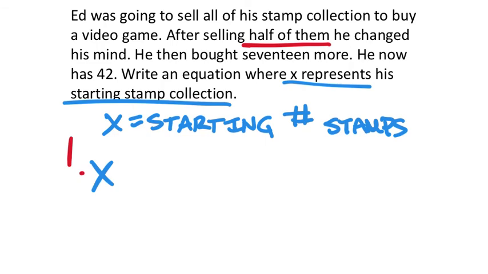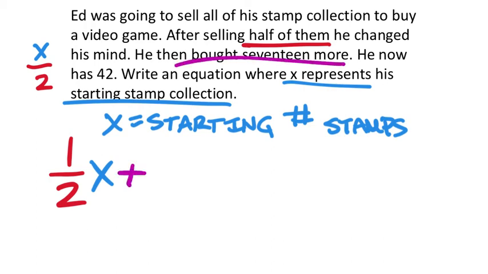So I'm going to multiply that by 1/2 right here. Some students actually would show this as X and then divide by 2. It's up to you. I'm going to show it like this. I think this is a little bit more specific, but some people like it like that, and that's okay. So he's going to sell half the collection, but then he didn't want to do that anymore. So he's going to buy 17 more. Buy means he's going to bring back, so that'd be adding 17 more stamps to his collection.